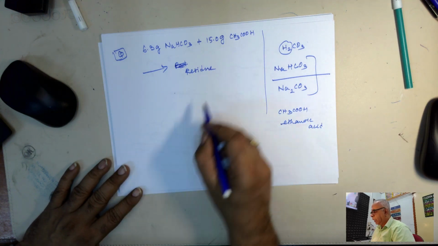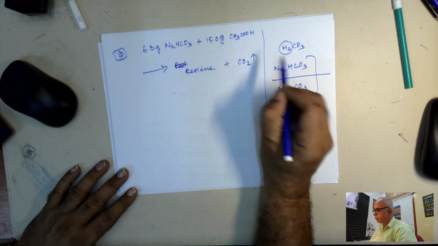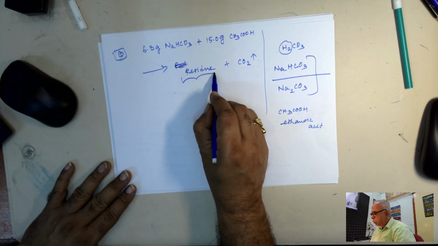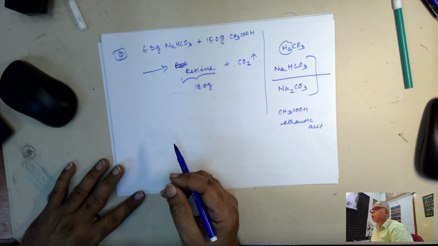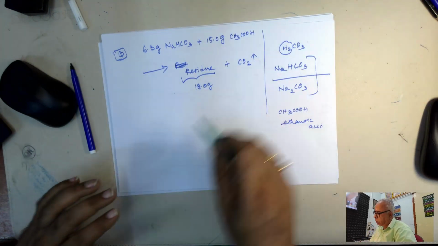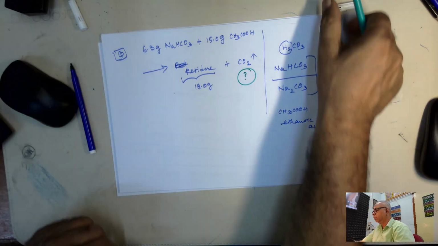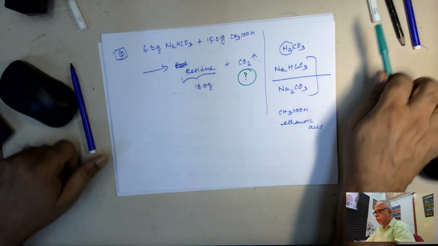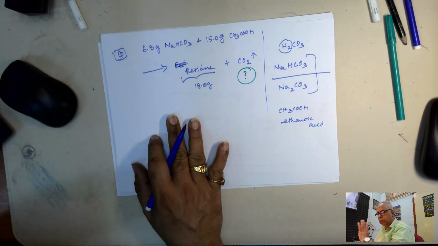Residue is formed, leaving the carbon dioxide to air. So carbon dioxide is evolved as gas. Now that residue was found to be 18 gram. Now we are interested to find out how much carbon dioxide would have been evolved. Do you understand this? It would have been released as gas in this reaction. So this can be calculated based on the law of conservation of mass.